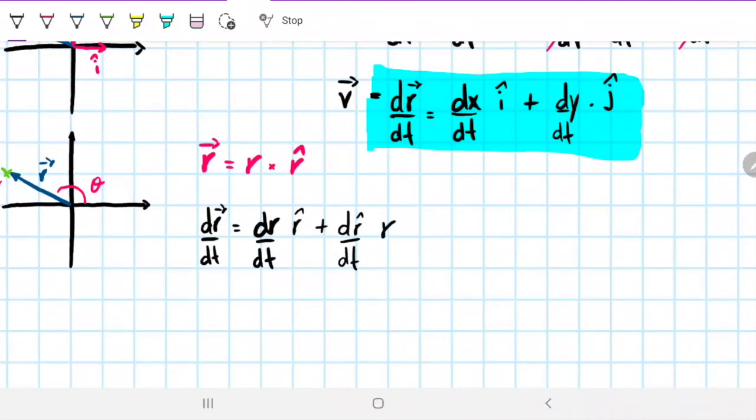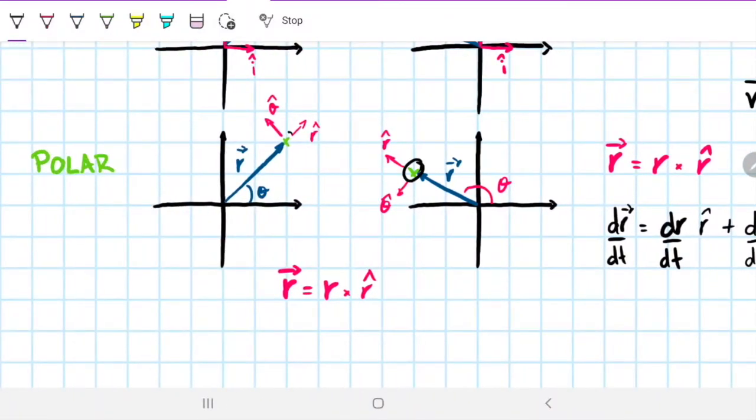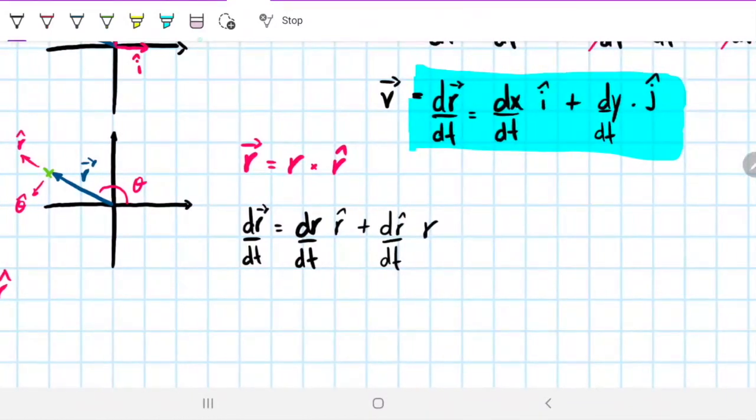And before, on i hat and j hat, this guy did not change with time, but now it does, right? Because we know that as soon as the position of point A changes from here to here, for instance, the r hat is going to be changing from this one here to this one here. So if that's happening, that means that this guy here is not going to be 0. As a matter of fact, we need to find out what this guy is.